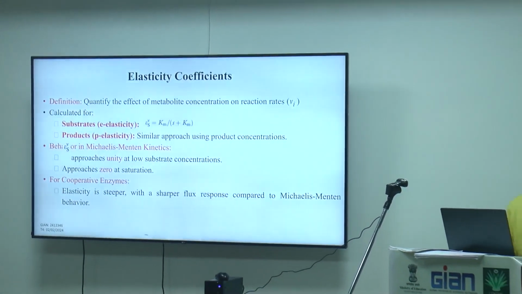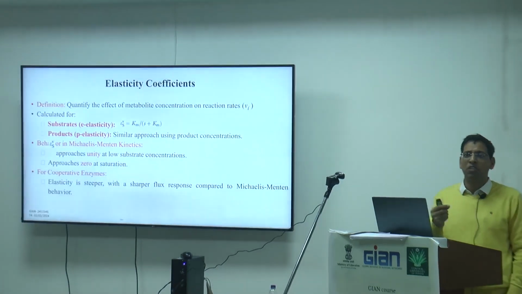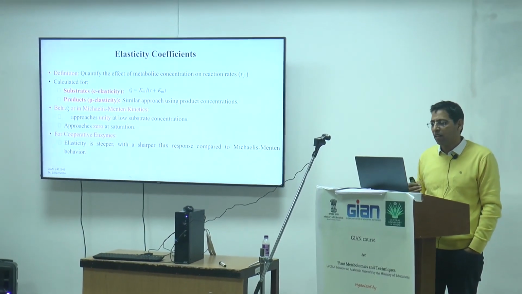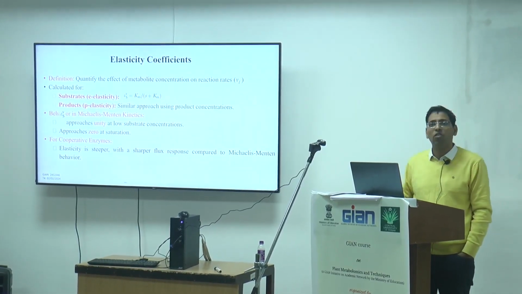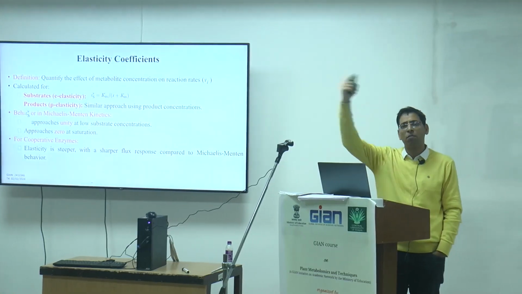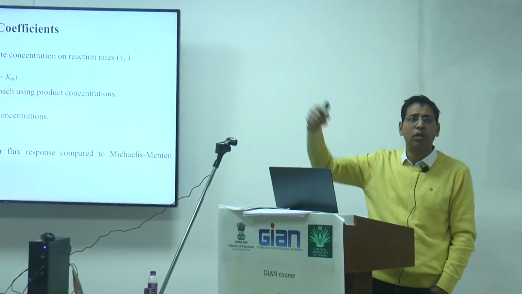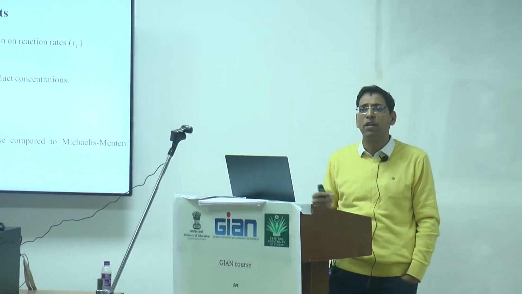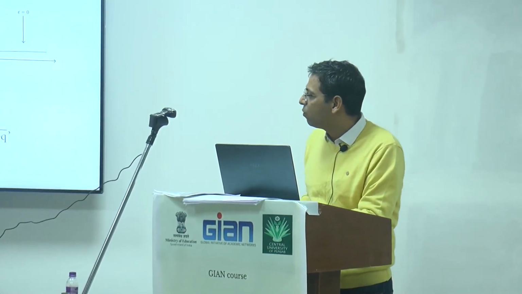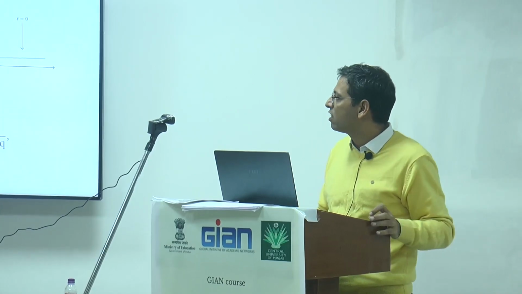For cooperative enzymes, sometimes you identify an enzyme is working in many places. For that, elasticity is much steeper, and you can find a sharper flux as compared to Michaelis-Menten. In the Michaelis-Menten equation the curve is hyperbolic, but here it is steeper because many enzymes which are cooperative in manner are present here. So this is the same thing that I told you: the Michaelis-Menten equation, that is the first one.